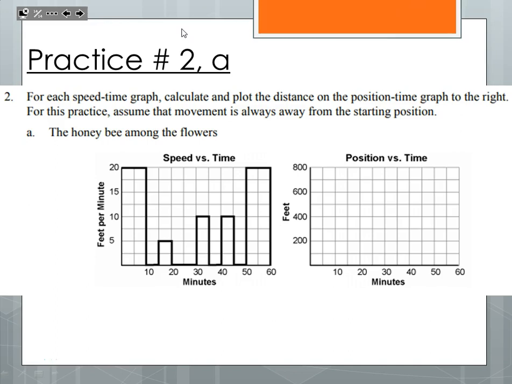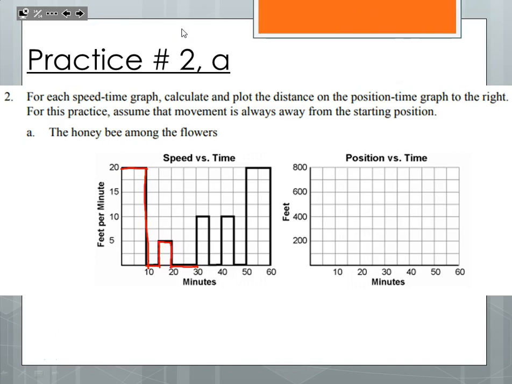It says the honeybee among the flowers has a speed time graph where he travels at 20 feet per minute and then comes to a stop after 10 minutes. Then after 5 minutes, he continues and increases his speed to 5 feet per minute. My bad, I apologize. And then for 5 minutes, he stays at that 5 feet per minute speed. And then he comes to a stop at 20 minutes. And he's at a stop for 10 minutes long.